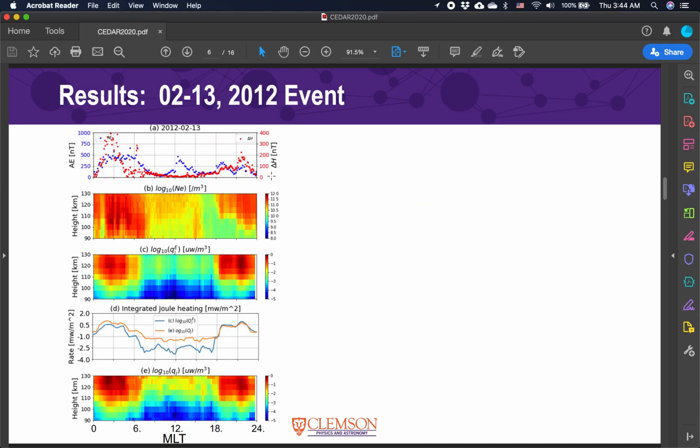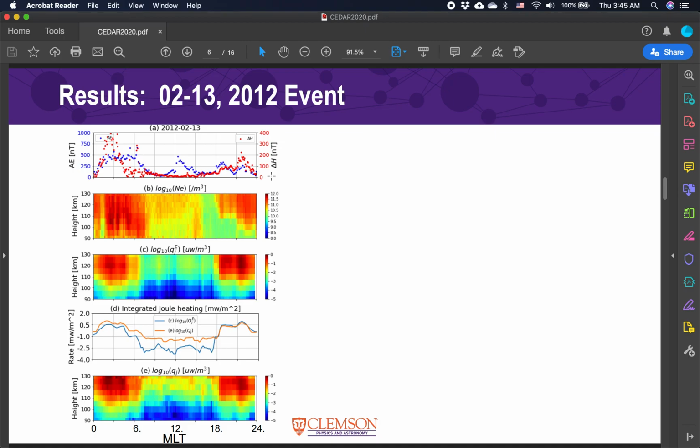First, I want to show you an event on February 13, 2012. Here, the first panel shows the variation of the AE index and also the measurement of the geomagnetic field from a local magnetometer. These measurements indicate that the condition in the evening and post-midnight sector is disturbed. Then the second panel shows the variation of electron density as a function of height and MLT. We see strong enhancement of electron density in the evening and post-midnight sector.